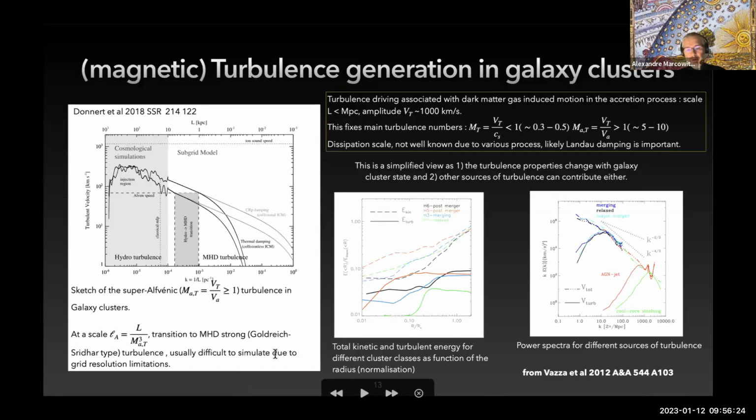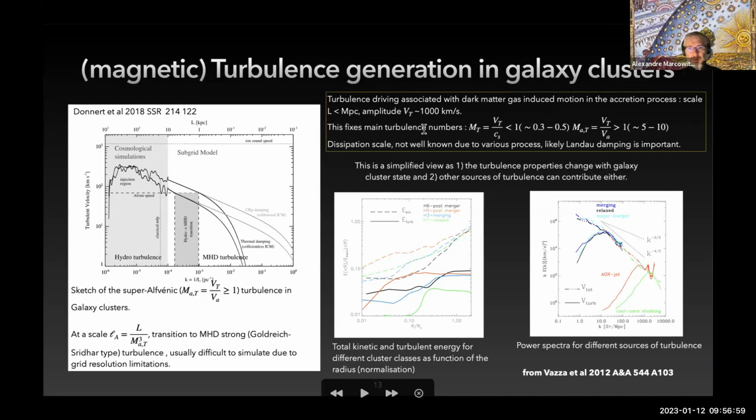Now, I've talked about shocks, but as has been said before, clusters can have a lot of turbulence. So this is a really complex problem. In fact, the turbulence can be driven at scales of the order of the megaparsec, with a typical speed associated with the gas infall of about 100 km per second.